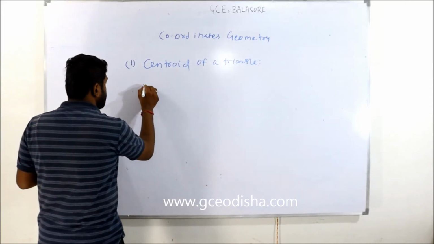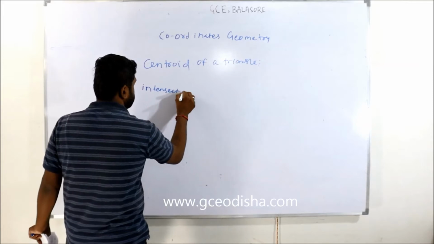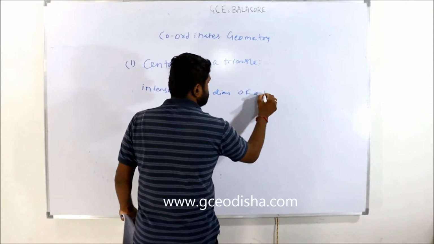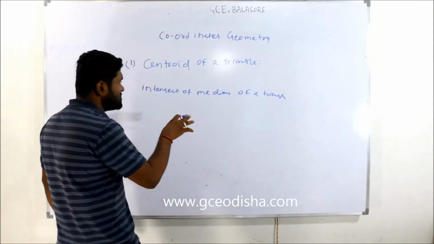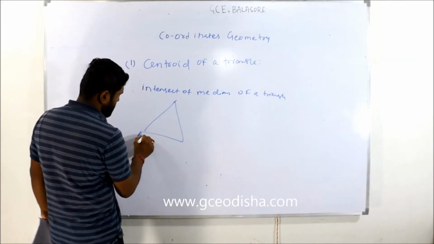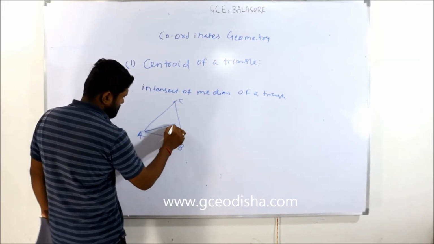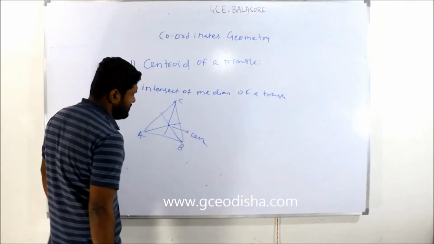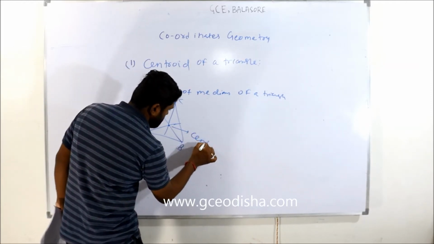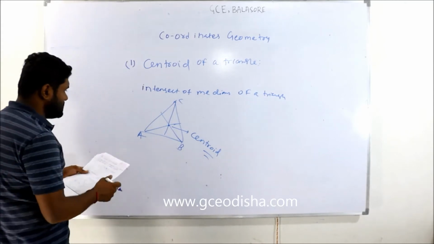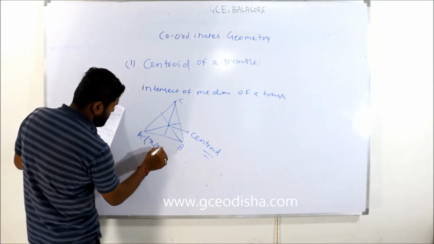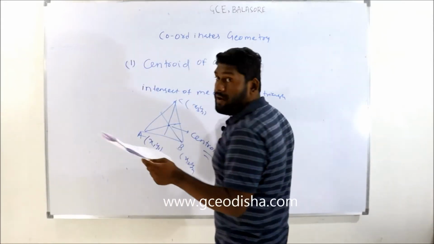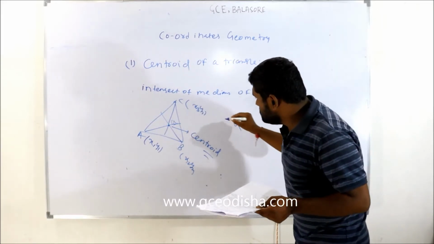Centroid generally means the intersection of the medians of a triangle. There are three medians, like from A, B, C. The intersection point is called the centroid. If you consider A as (x1, y1), B as (x2, y2), C as (x3, y3), then the centroid is the point G.